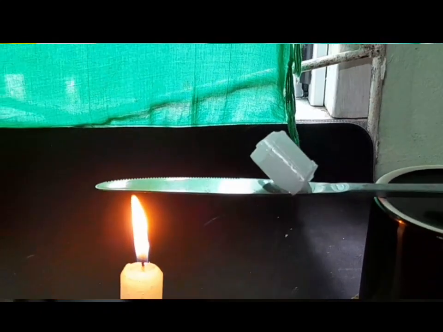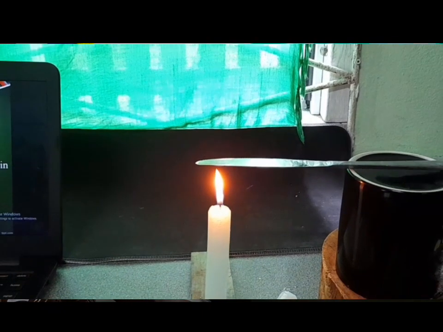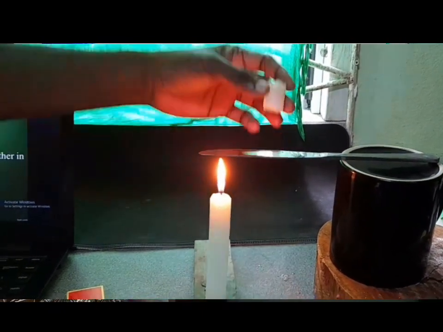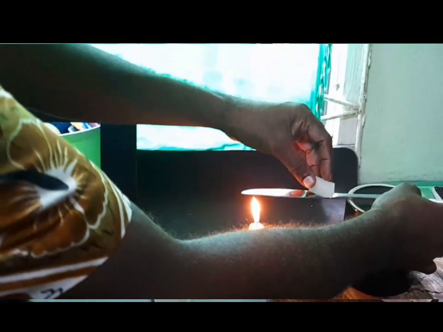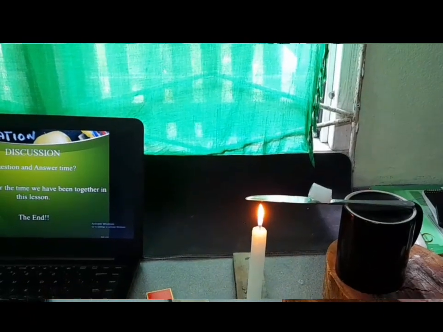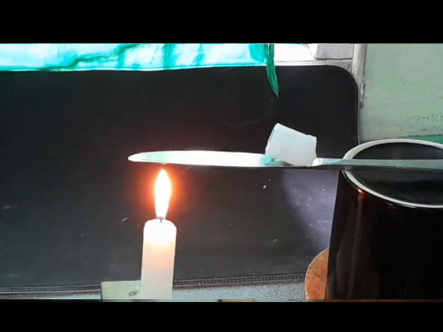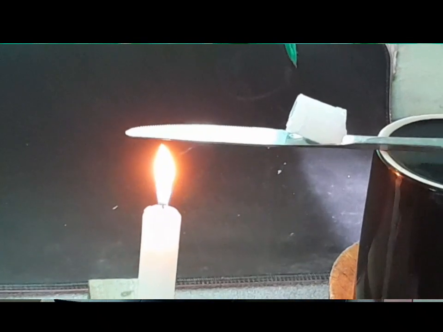Right, the expansion part, it started to melt. So, okay, now it is proved that conduction is taking place. You see, the metal started getting heated up, and the candle started to melt. The wax is melted. This confirmed that the heat is transferred from a hot point to the cold point, right?